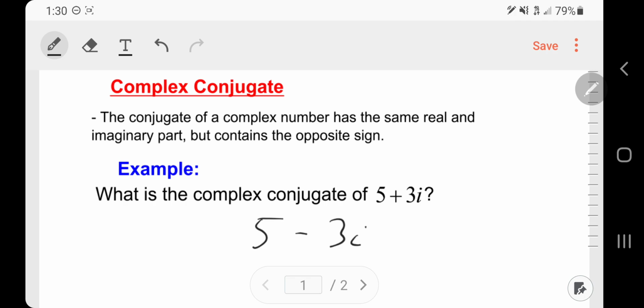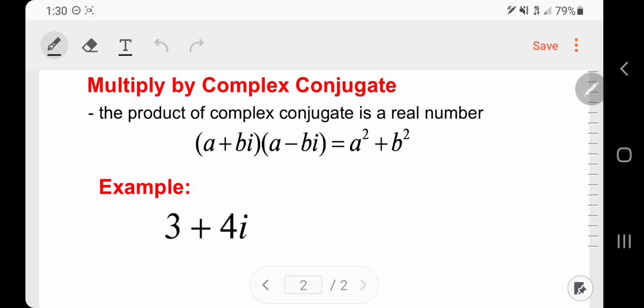Now, the importance of this is when you multiply by a complex conjugate, it becomes a real number. So, especially when we start rationalizing, you want to have that real number in the denominator, so you're going to be multiplying by the complex conjugate. So, let's take a look at a quick example of how to do that. Okay, we see we have 3 plus 4i, and if I was to multiply by 3 minus 4i, okay, that would give me a real number.